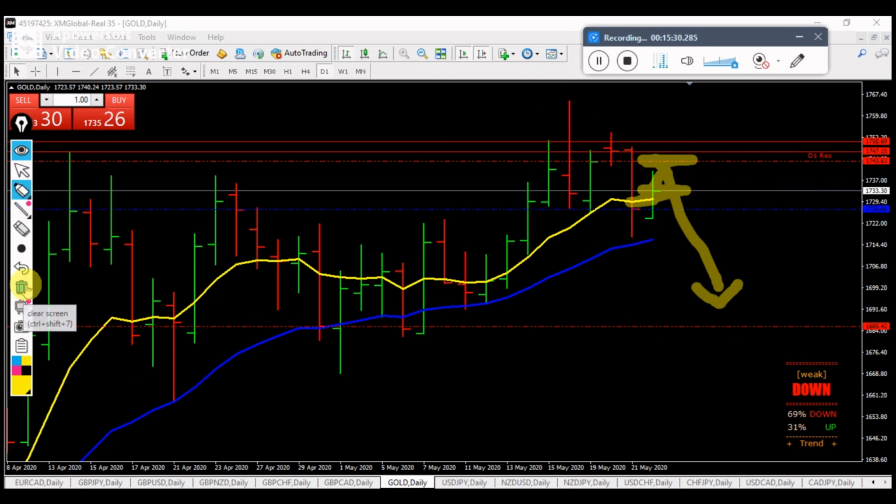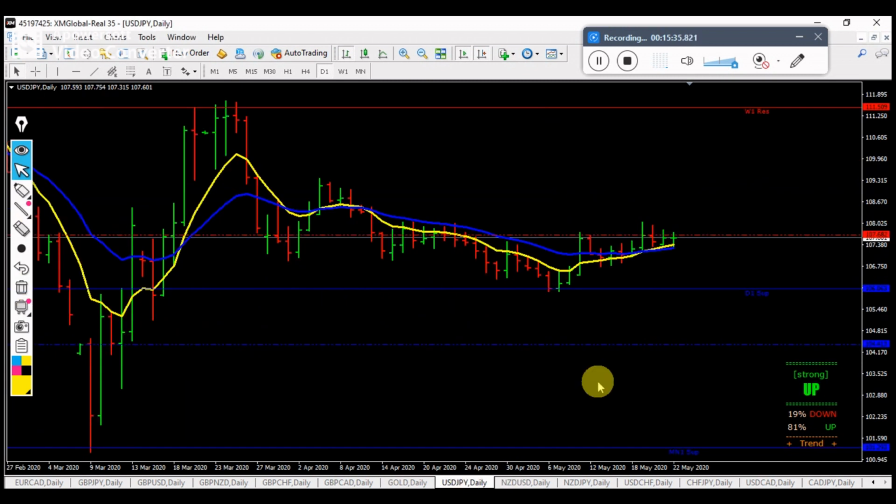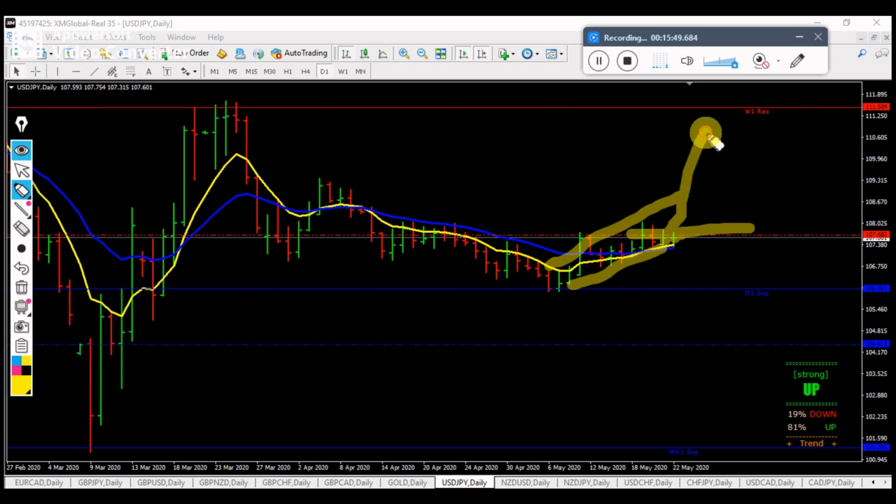Let's move to our next pair, which is USD JPY. As I told you in my previous video, I'm expecting USD JPY to go up, but I am still waiting for it to break this key resistance level. If it breaks that, clearly the next target of USD JPY will be 111.90. But if it comes down again to this support level, I'm gonna buy, and I'm expecting USD JPY will go up.